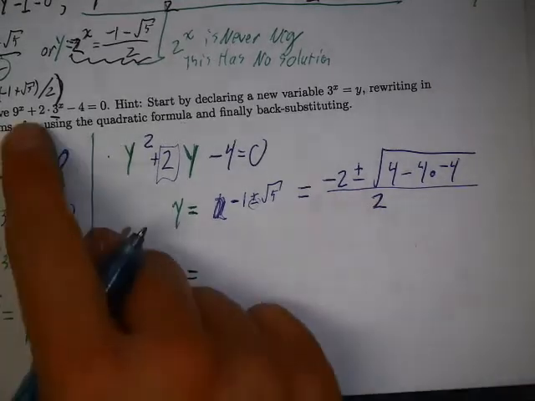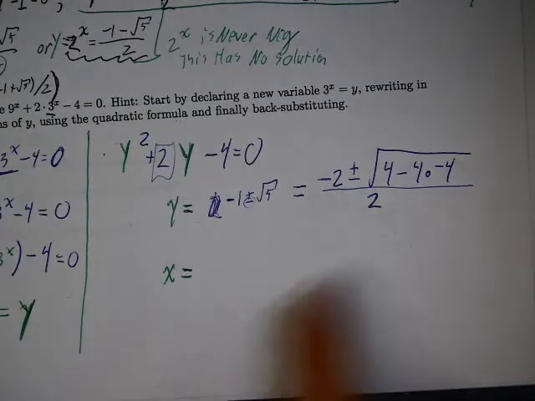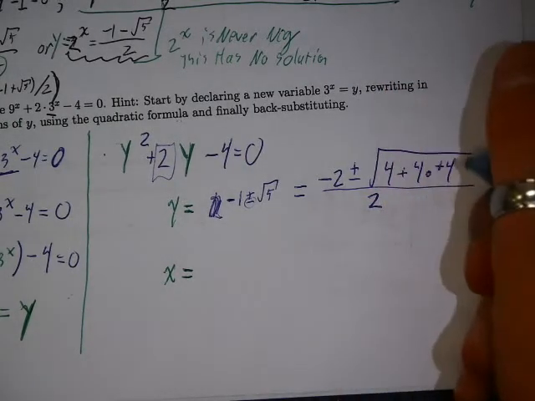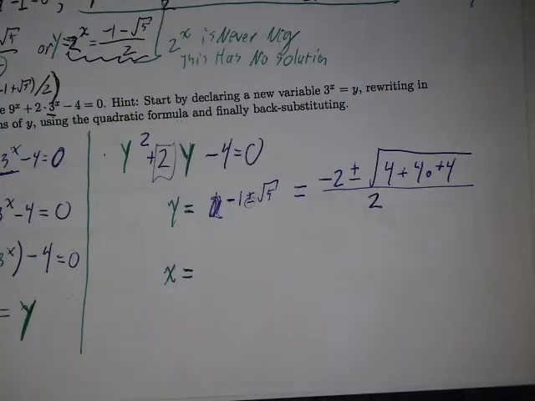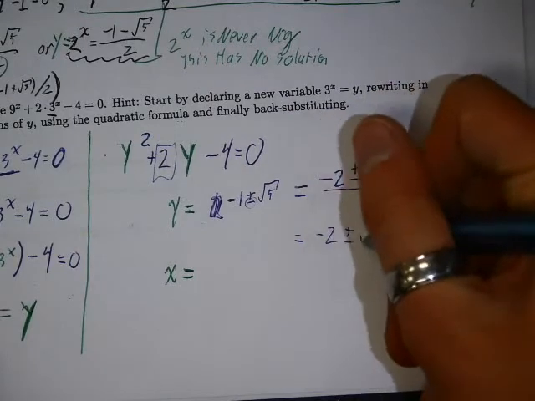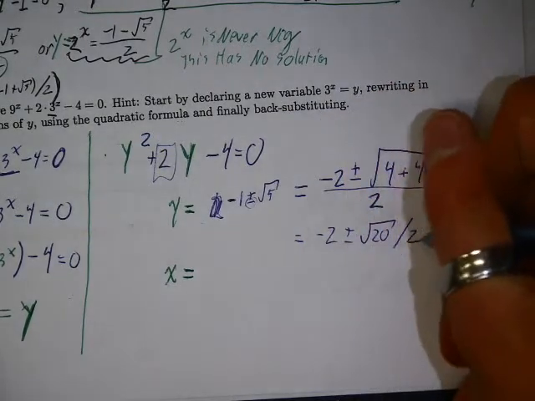All right, let's just keep simplifying. Minus 4, double negative there, it becomes plus 16. 4 plus 16 is 20. That's -2 plus or minus root 20 over 2.